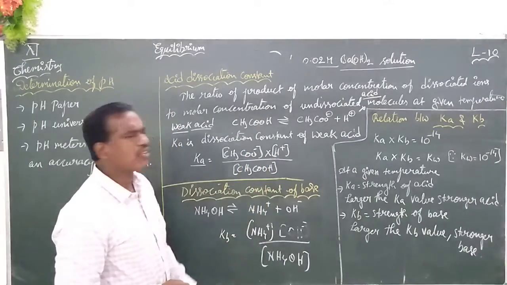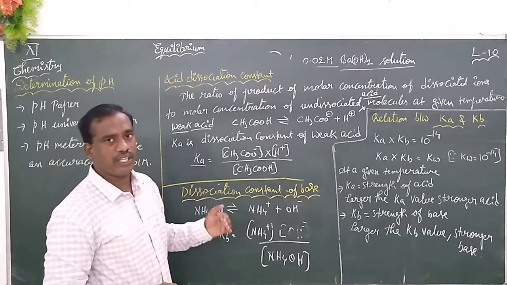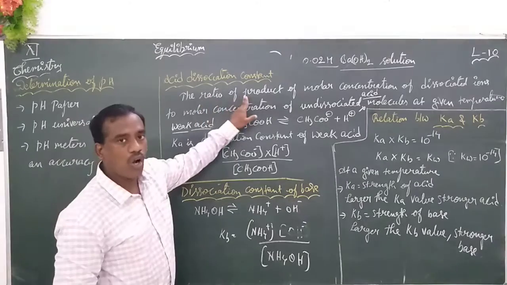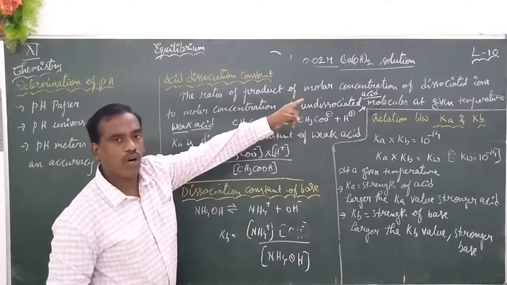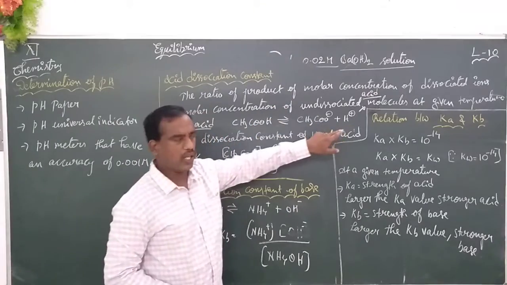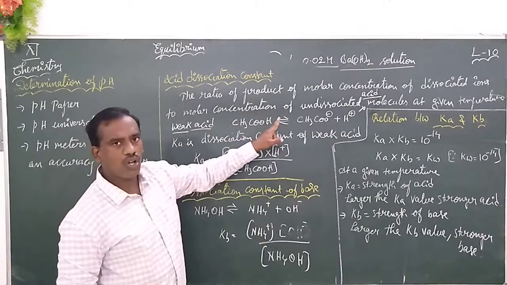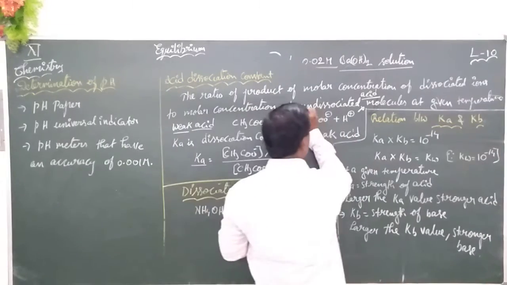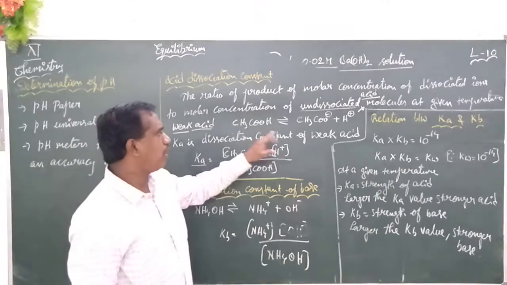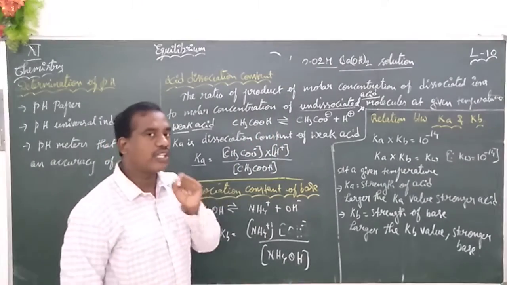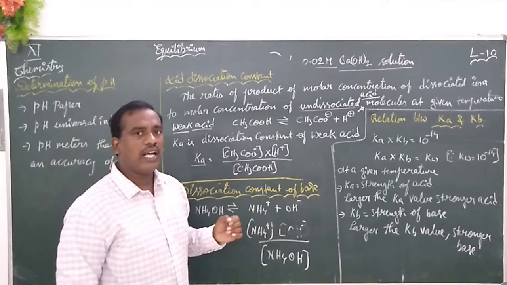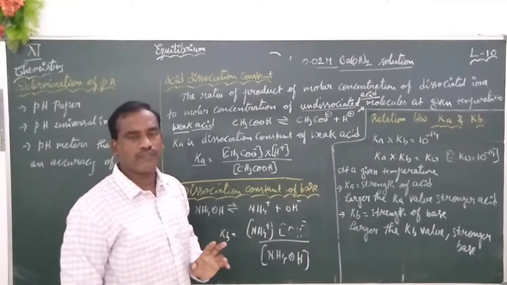CH3COOH. Now I am reading the similar definition once again for this Ka, or acid dissociation constant. It is the ratio of the product of molar concentrations of dissociated ions to the molar concentration of the undissociated acid molecules at a given temperature. Similarly, we will apply the same for the basic dissociation constant of weak bases.